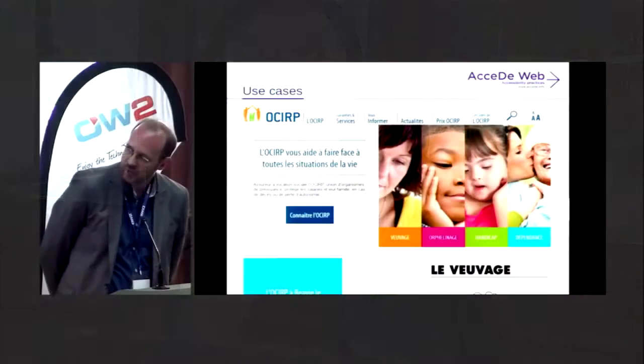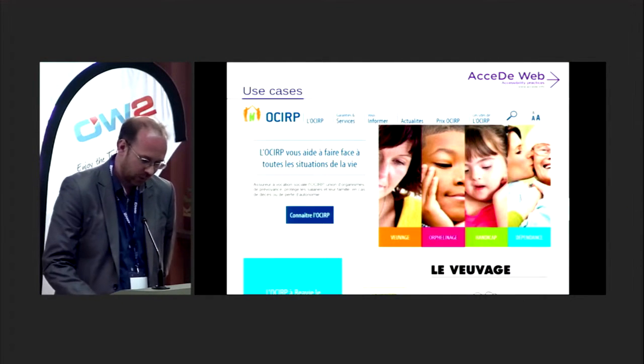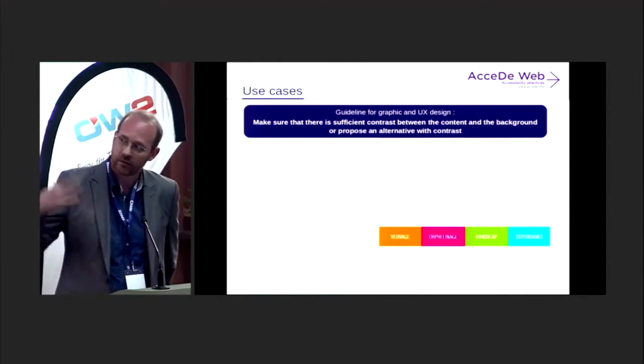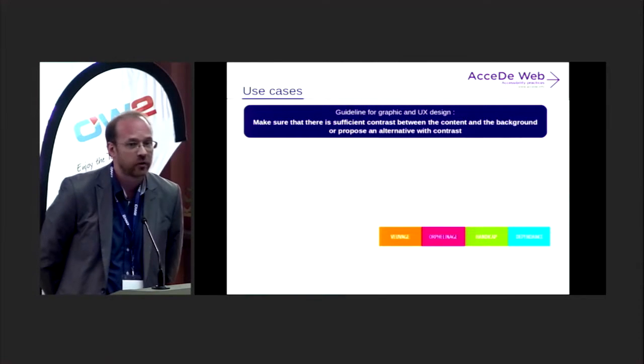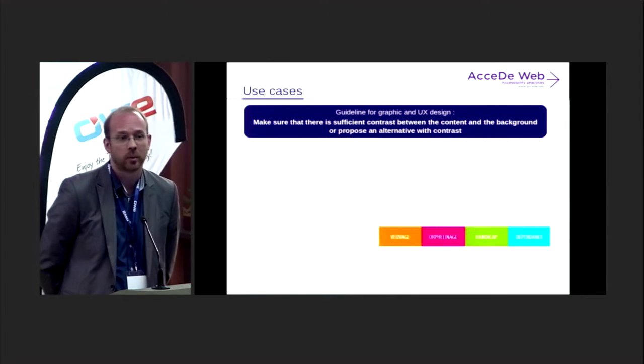One last case. On this website, we had some color issues. The orange, pink, green, and blue are the colors of the client. And when our designer started working on the design, he knew he had to use those colors, but there's a rule saying that you should make sure that the contrast between text and background is high enough to be readable by everybody.